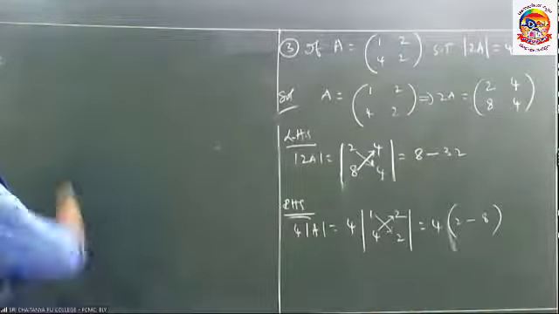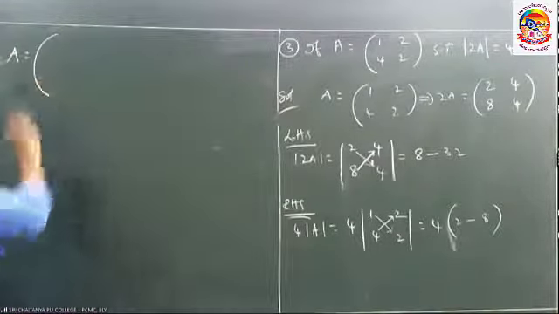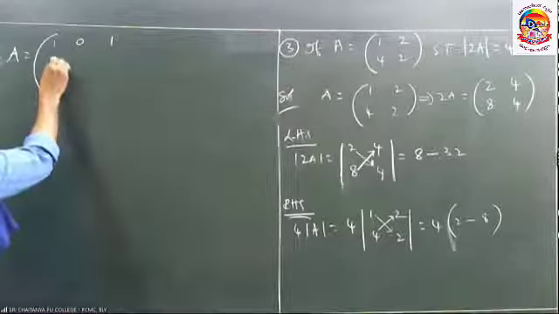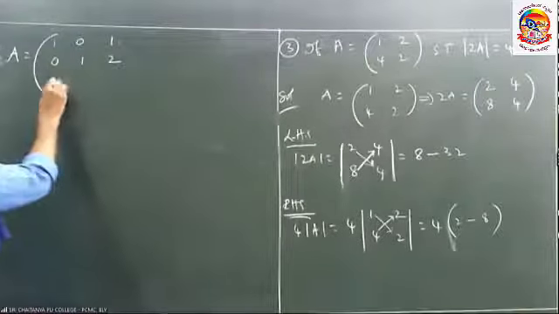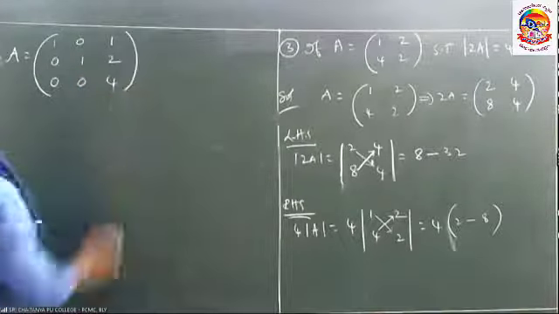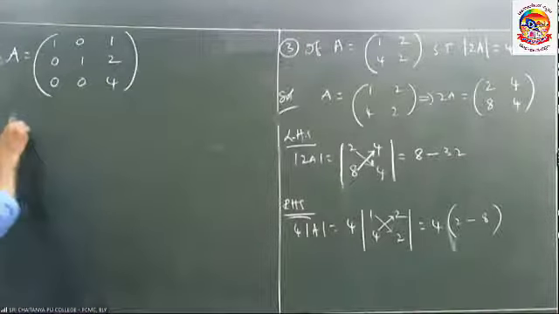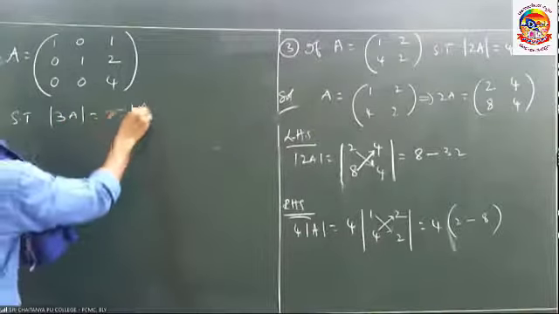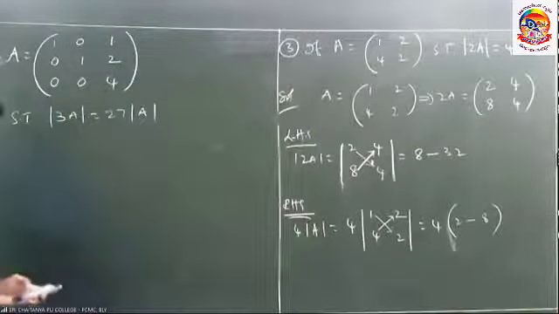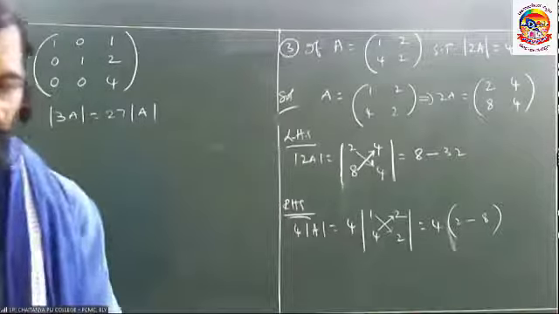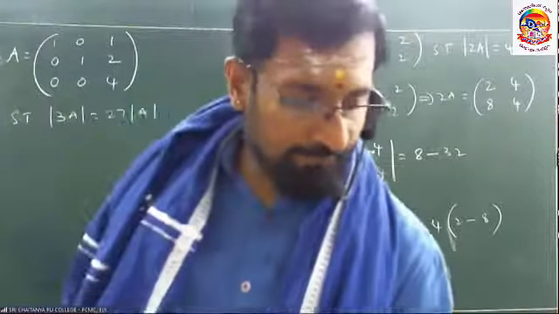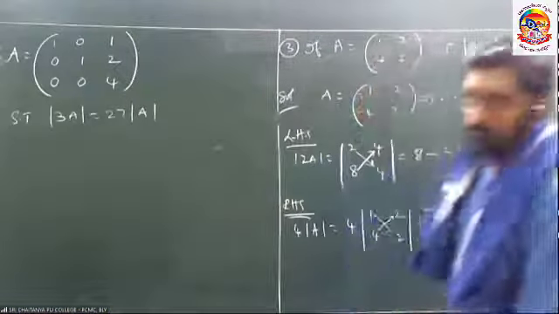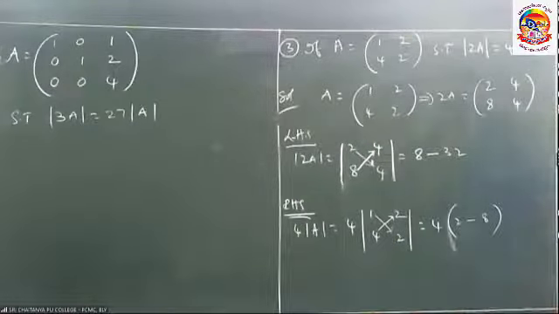Write down the next question. If capital A is equal to 1, 0, 1, 0, 1, 2, 0, 0, 4, show that det of 3A is equal to 27 into det A. Start doing this problem. I hope you have copied this.